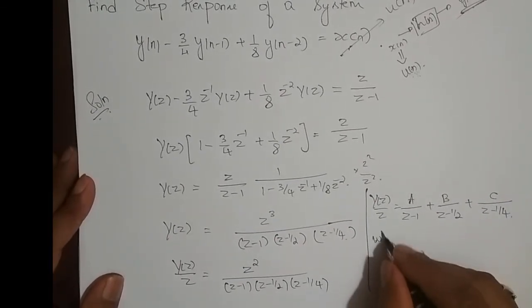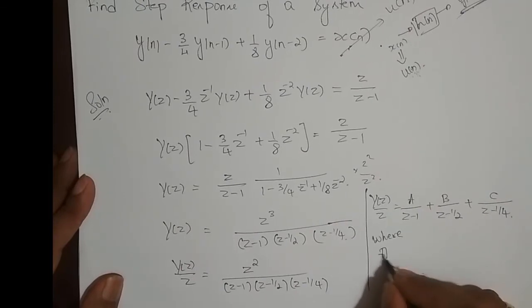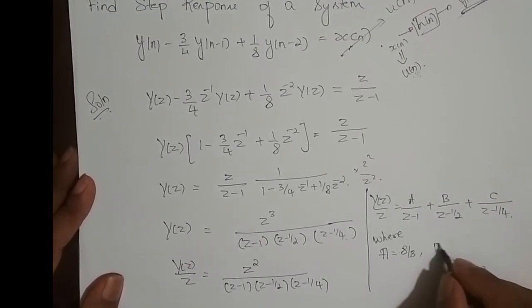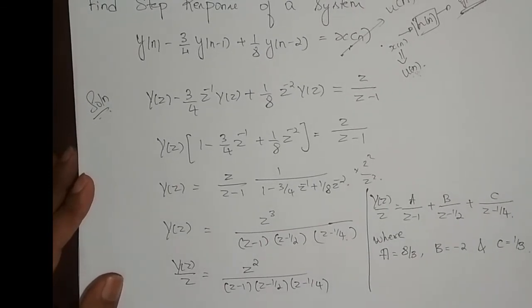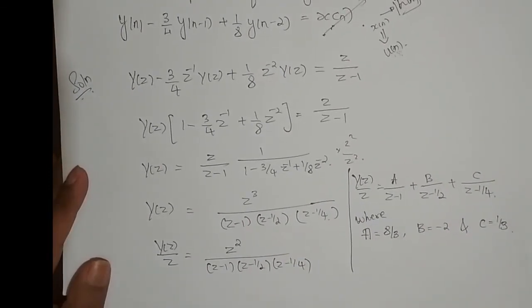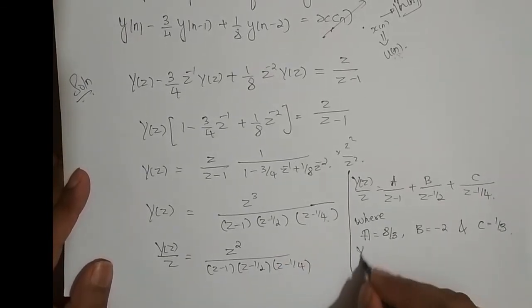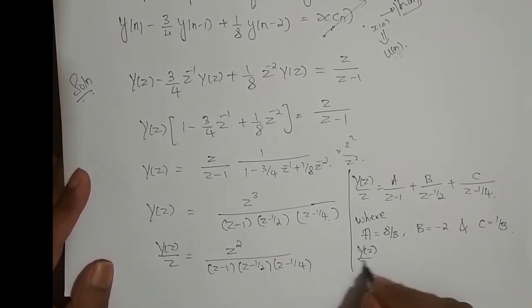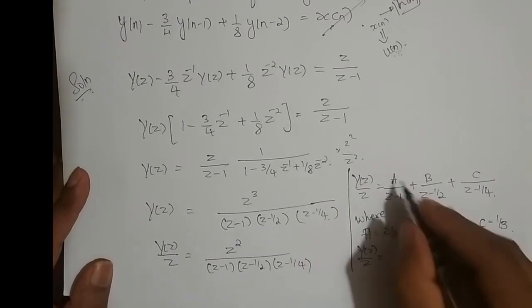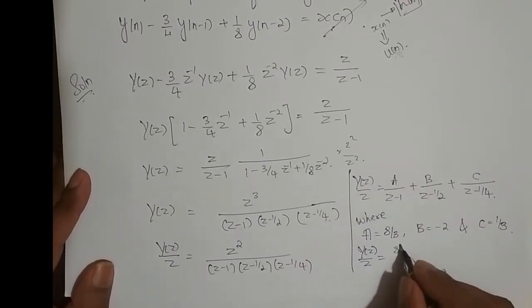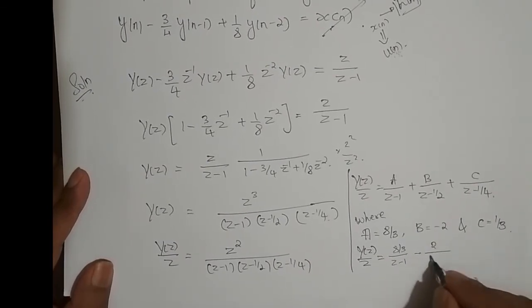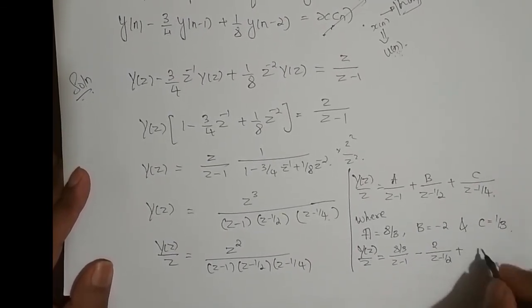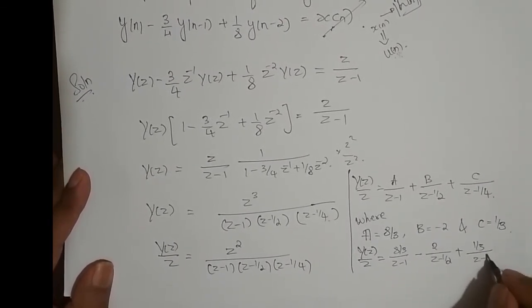I'm not solving A, B, C; I'll directly give you the result. A is 8 by 3, B is minus 2 and C is 1 by 3. Now if I plug these values in, what do I get? Y of z by z is equal to 8 by 3 divided by z minus 1, minus 2 divided by z minus 1 by 2, plus 1 by 3 divided by z minus 1 by 4.